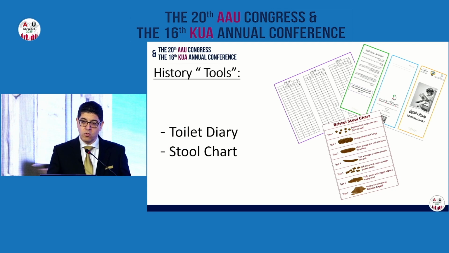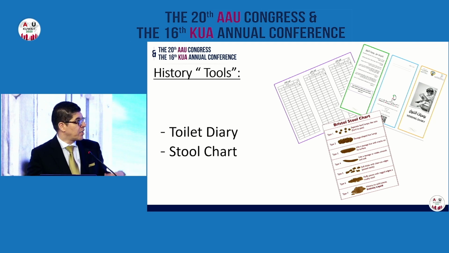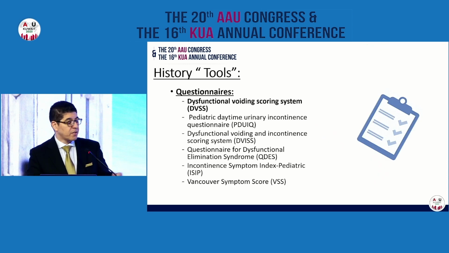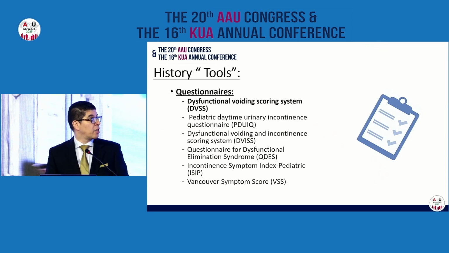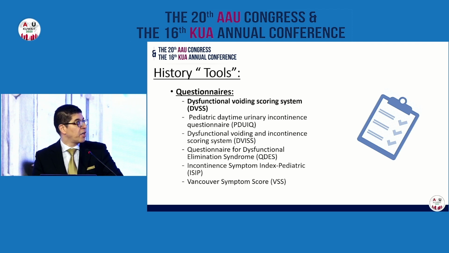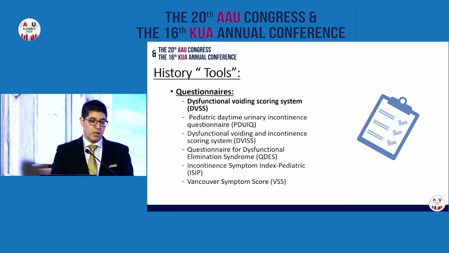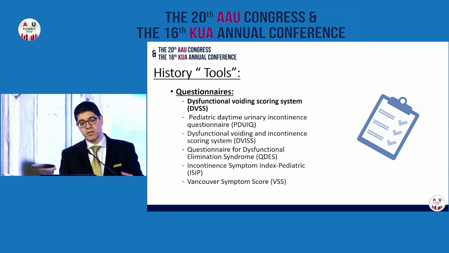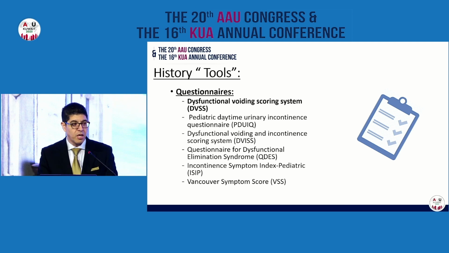There are many auxiliary tools we use during our clinic visit to fill the gaps in the history, like voiding diaries, toilet diaries, and stool charts. In some places, they use questionnaires. There are nearly 7 valid questionnaires around. We don't usually use questionnaires. We think they need more time, resources, and even staff to explain the questions to the family. We depend on standardized, systematic history taking.